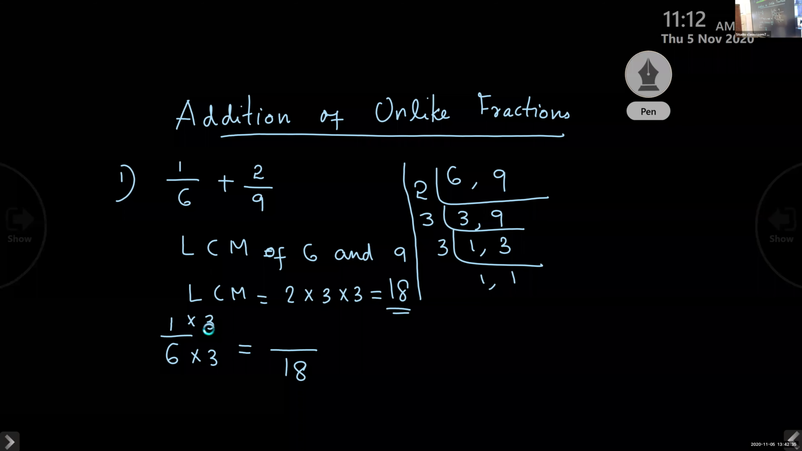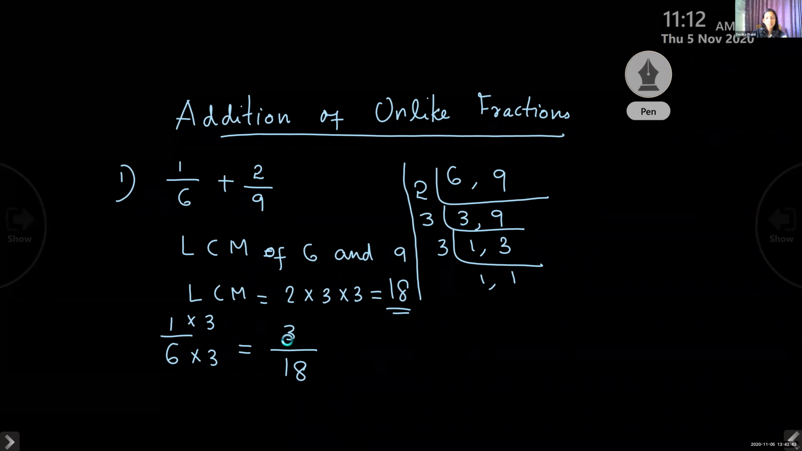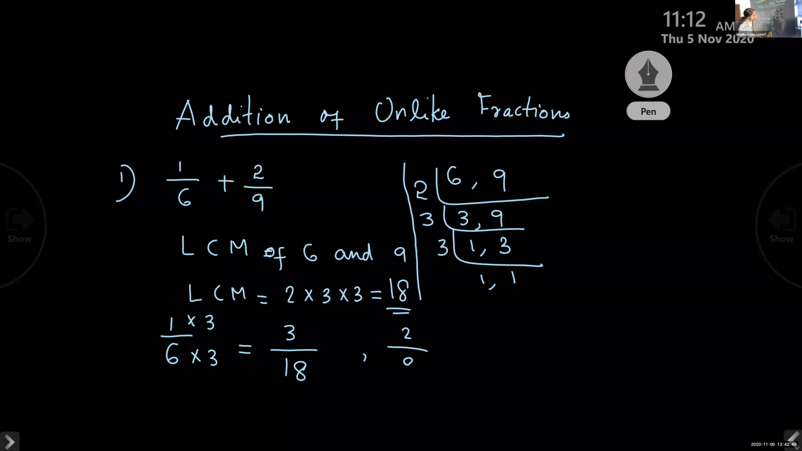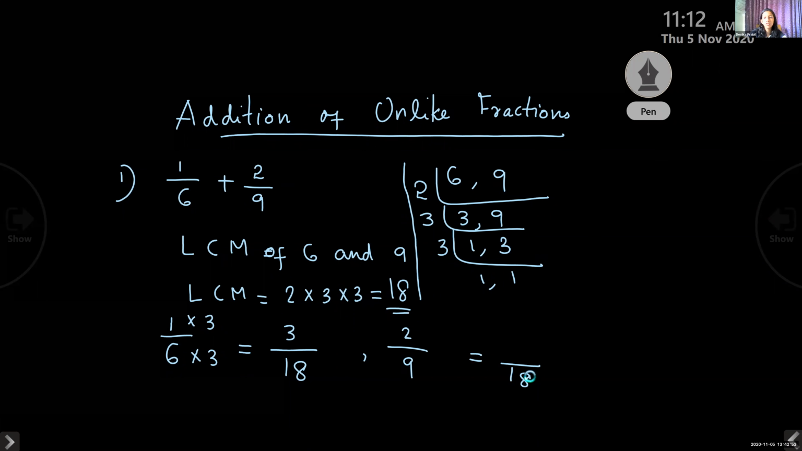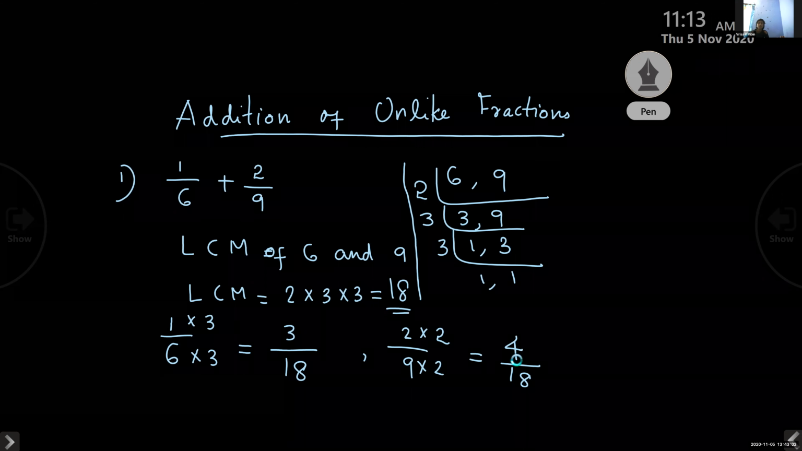Okay, children? So what is the answer? 3 into 1 is 3, so 3 by 18. Again, take the second fraction, 2 by 9. How will you make this as 18? 9 into 2. Do the same process here also. 4 by 18.